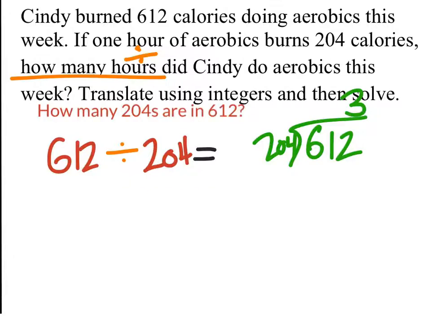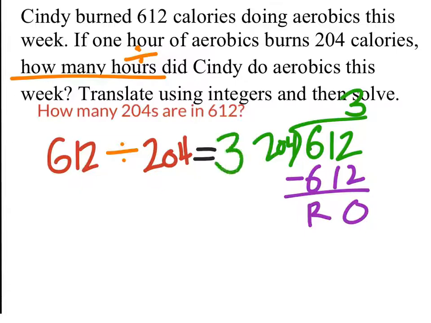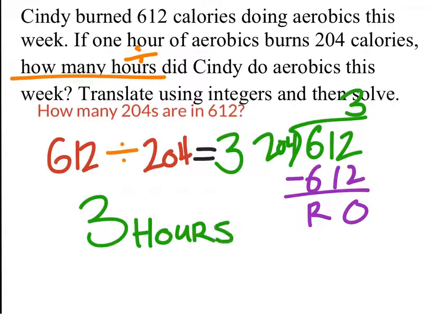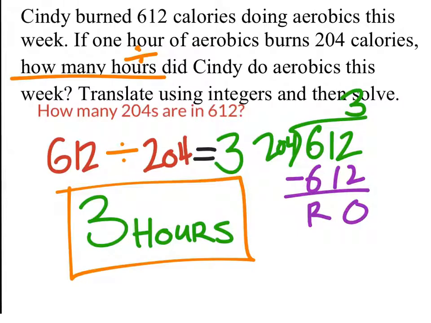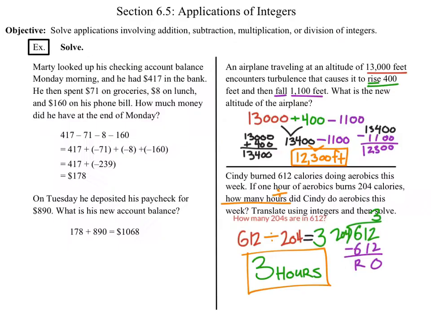Now I'm going to do this because I think it works out. 3 times 4 is 12. 3 times 2 is 6, so it works out where I have 0 remaining. Now the answer to this is not 3 because it's a word problem. It's 3, and the question is, how many hours did Cindy do aerobics this week? It was 3 hours. So again, we're looking at labeling our answers for these word problems.